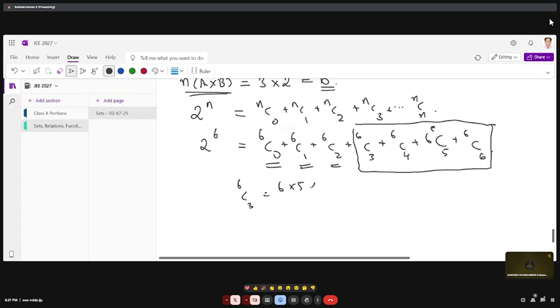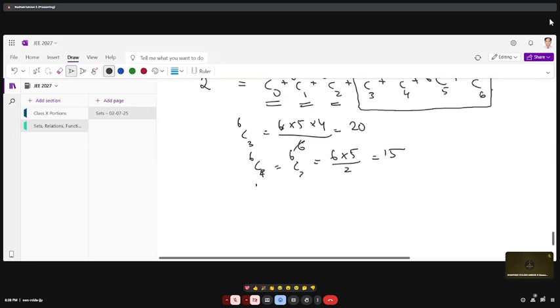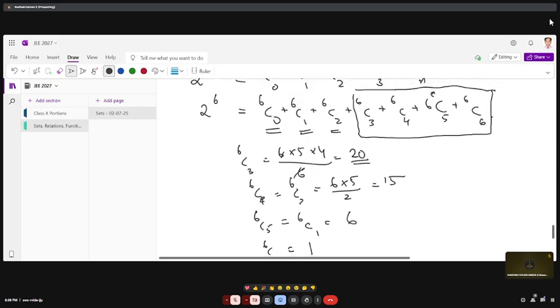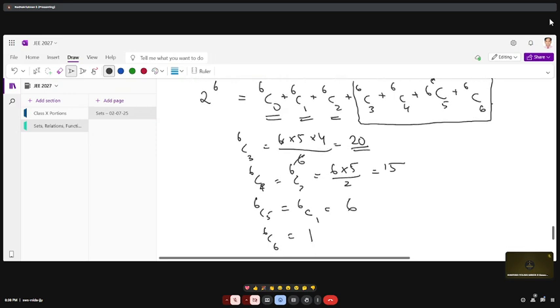6C3 is 6 into 5 into 4 divided by 3 factorial. So that means 20. 6C4 is same as 6C2, equal to 6 into 5 by 2. 6C5. So there are 20 subsets with 3 elements, 15 subsets with 4 elements, 6 subsets with 5 elements and 1 subset with 6 elements.